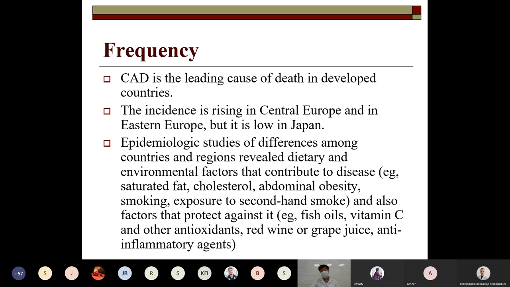increasing, with a growing number of patients suffering from CAD, especially in developing countries. Epidemiologic studies performed recently in several countries have shown that some dietary and environmental factors contribute to the disease, including saturated fat, cholesterol, abdominal obesity, insulin resistance, smoking, exposure to secondhand smoke, and other risk factors, including genes. And by the way, there are some protective mechanisms that prevent the onset of CAD. The combination of epidemiologic and personal characteristics and features leads to the global CAD level in the general population.